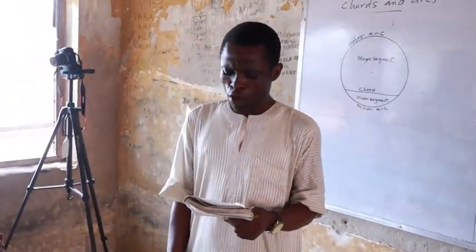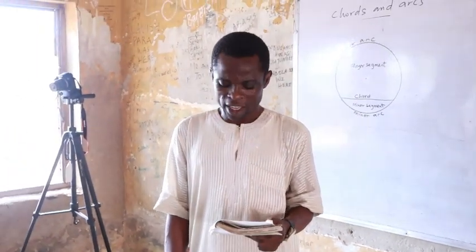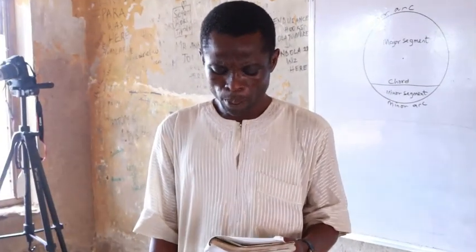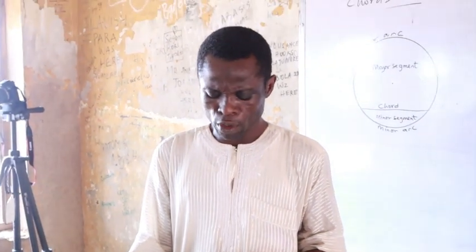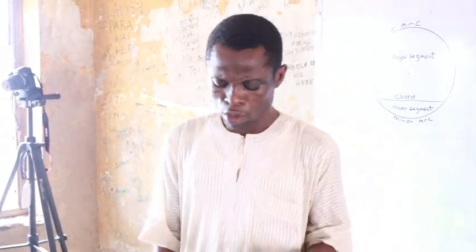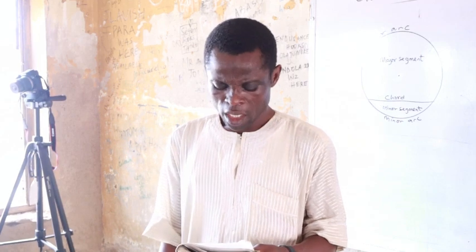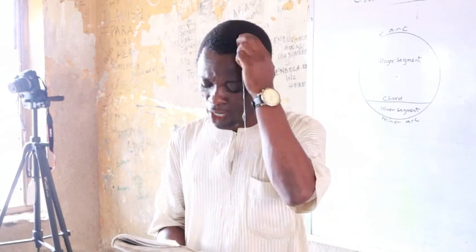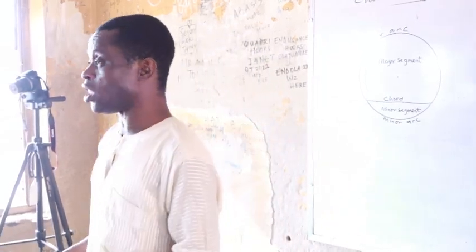Calculate the length of a chord of a circle of radius 26 centimeter, if the chord is 10 centimeter from the center of the circle.